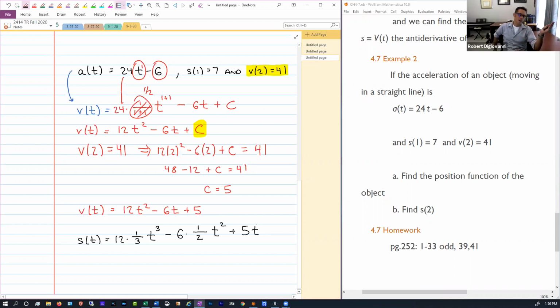So just get used to that, everyone. The antiderivative of a constant, antiderivative, not derivative, is always just the constant times the variable. So the antiderivative of 5 is 5t. The antiderivative of -2 is -2t. Antiderivative of pi is pi t, depending on the variable. In this problem, it would be t.